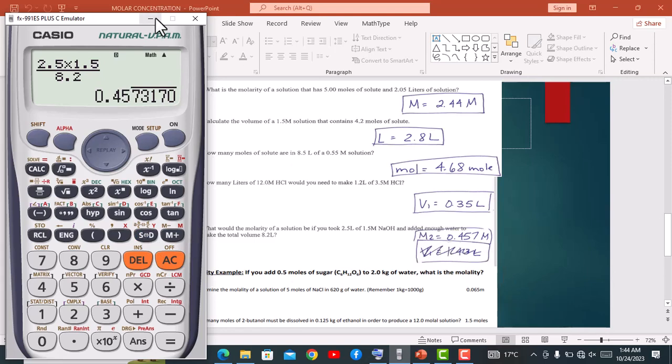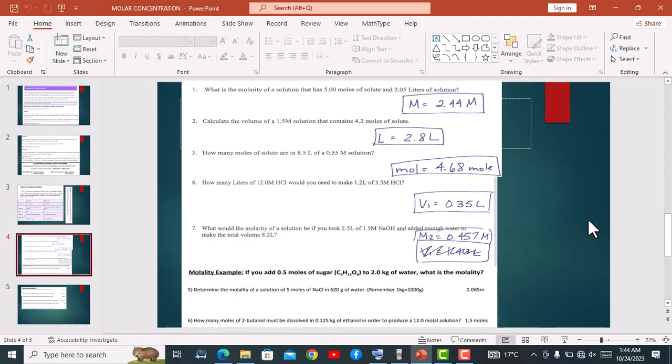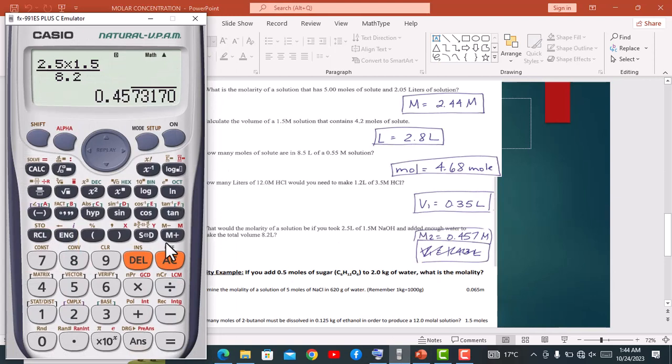So these are just straightforward questions. No need to stumble upon this. Okay, now let us continue. Molarity example: if you add 0.5 moles of sugar to 2.0 kilograms of water, what is the molarity? We know that it can be calculated in liters or in kilograms, so there's nothing new in here.